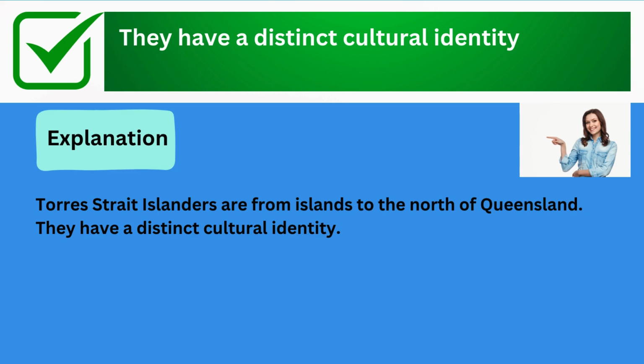Explanation: Torres Strait Islanders are from islands to the north of Queensland. They have a distinct cultural identity.